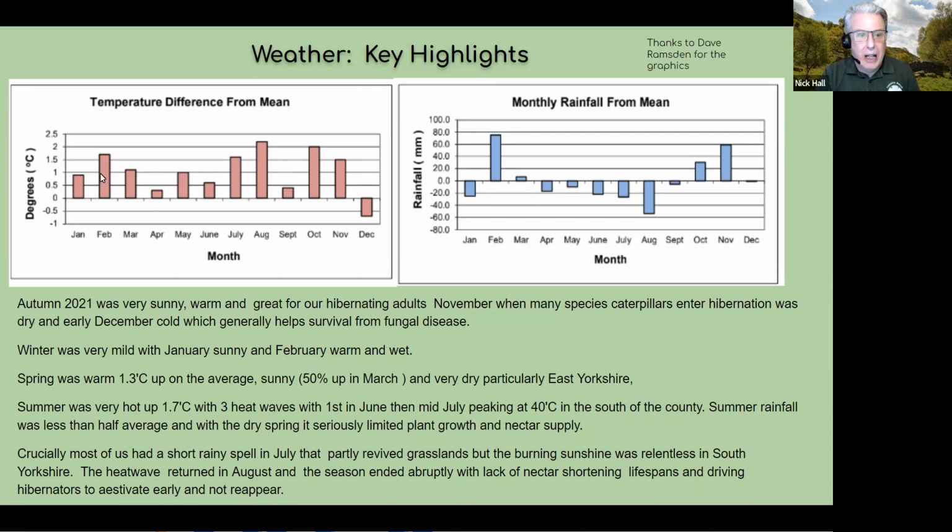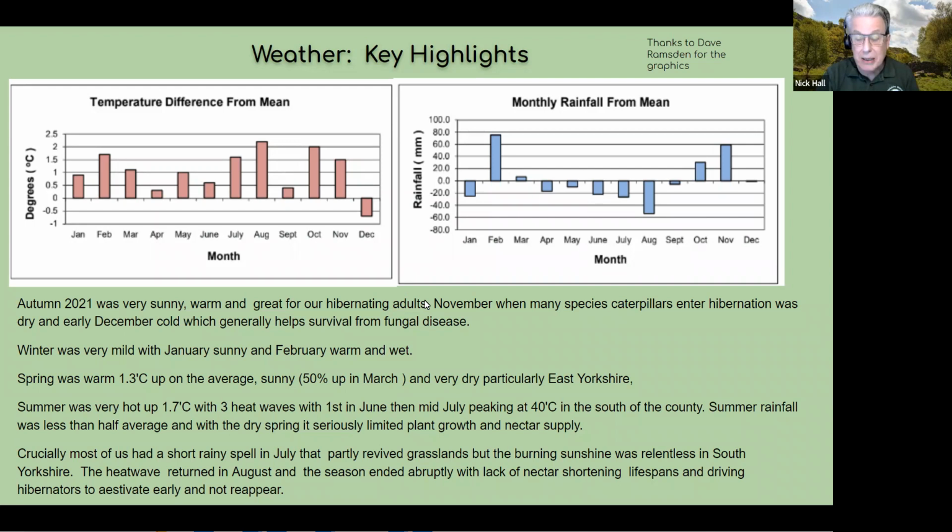What you can see is, let's just go back to autumn 2021, because a lot of species, especially the overwintering species, and autumn 2021 was very sunny, very warm, lots of nectar around. It was great for hibernating adults, and they were seen well into the autumn in quite large numbers. So that meant that we had a good start for them.